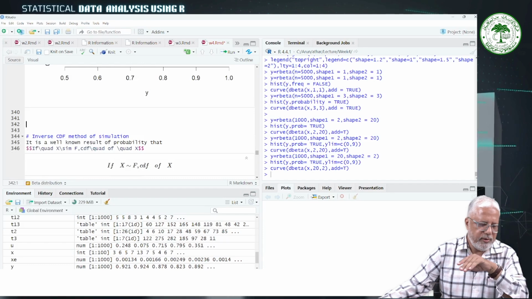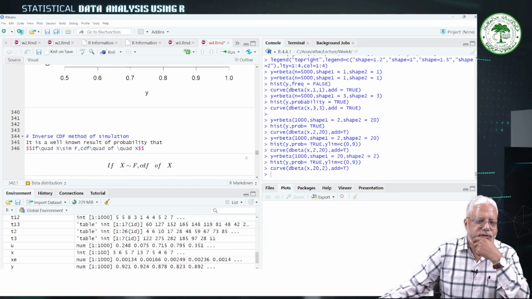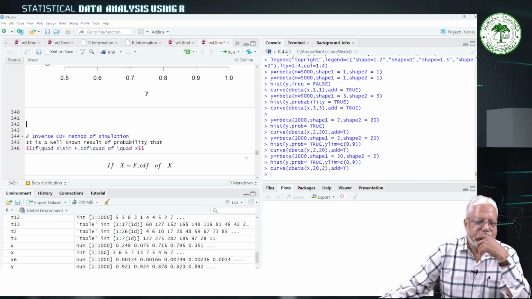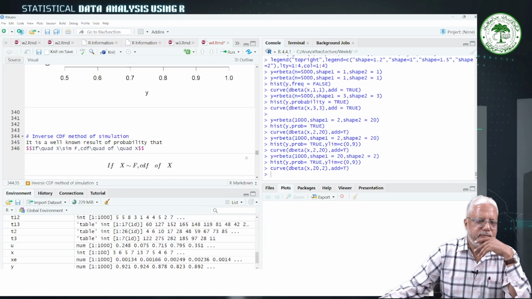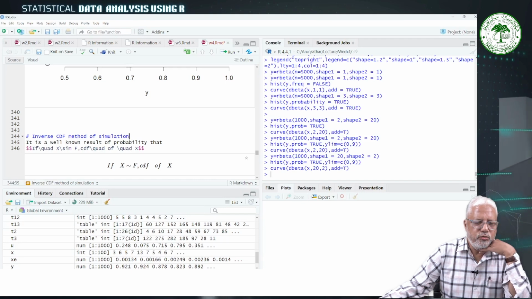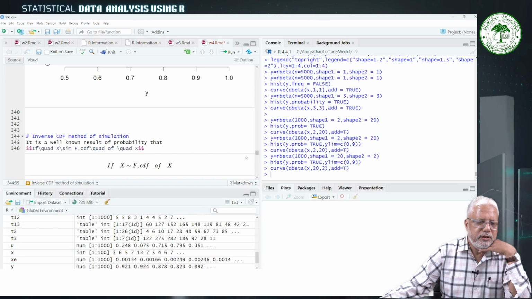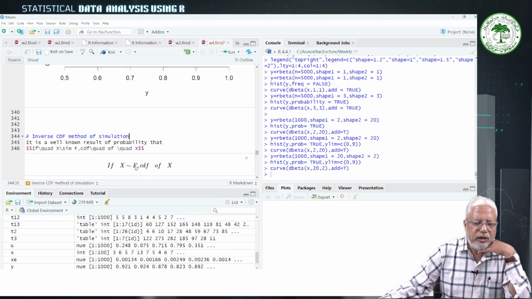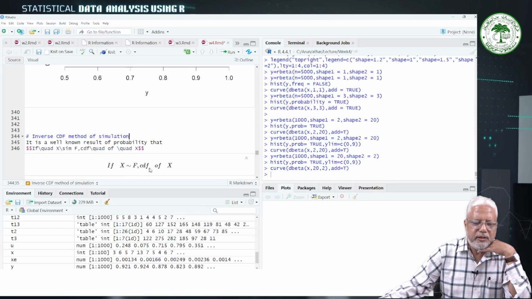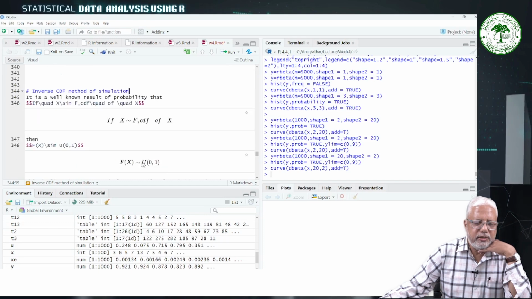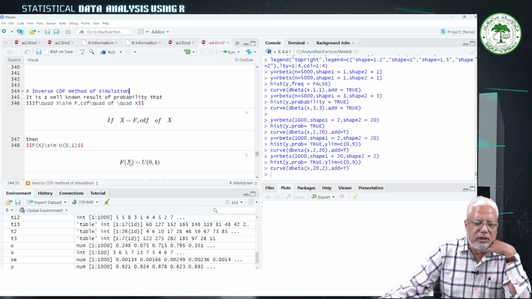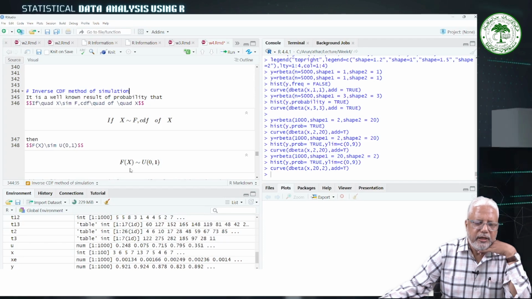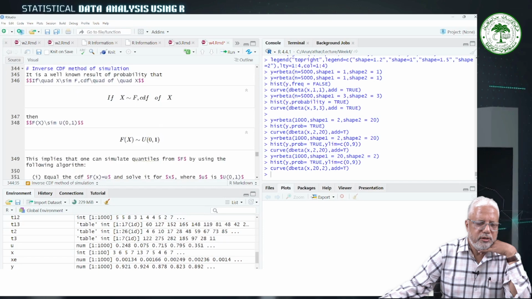Now I am going to talk about the inverse CDF method of simulation. It is a well-known result in probability that if X follows some CDF F, then F(X), here it is not the small x, it is not the value of x, rather it is a random variable having CDF F, then F(X) follows uniform 0, 1.